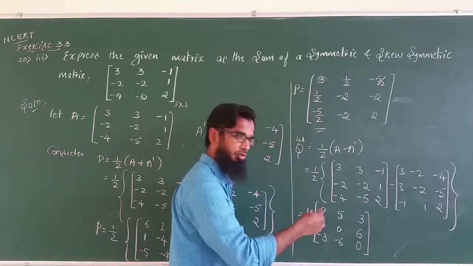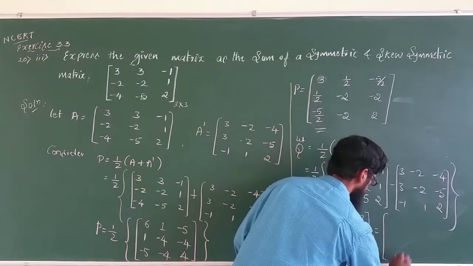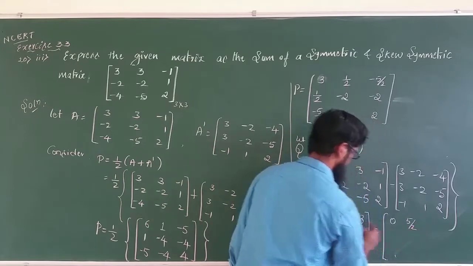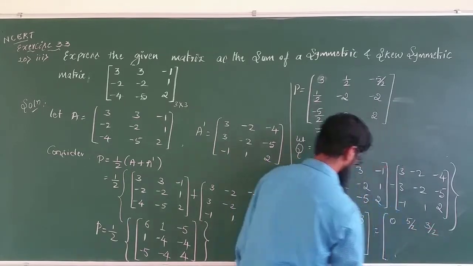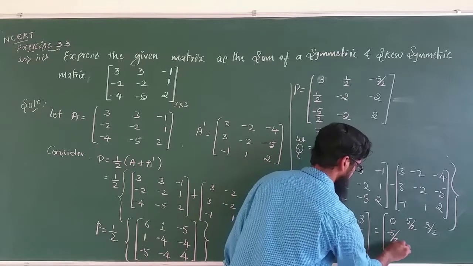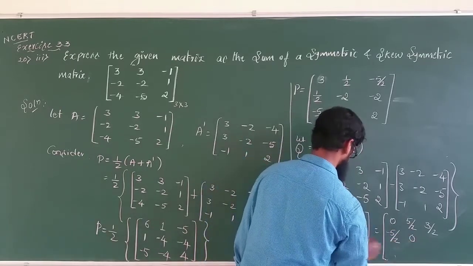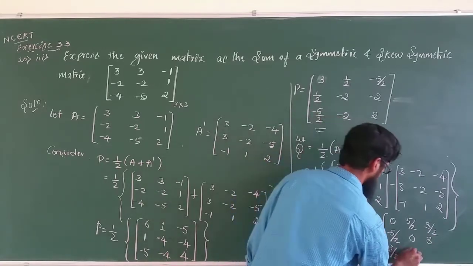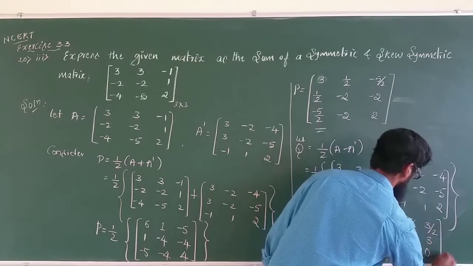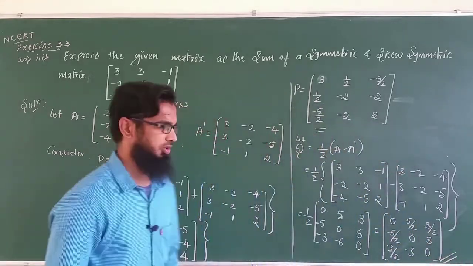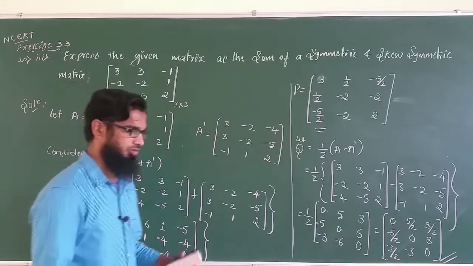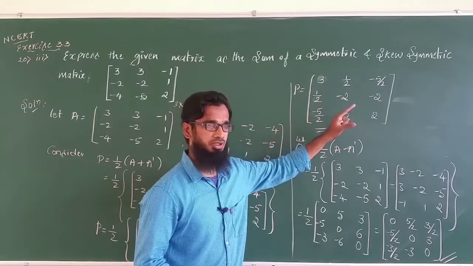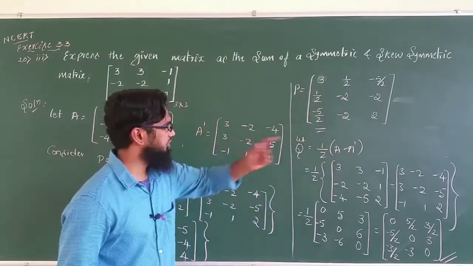Now just multiply half into all the elements here. This becomes 0, then 5 by 2, 3 by 2, then minus 5 by 2, 0, 3, minus 3 by 2, minus 3, and again 0. Now this is the matrix Q here. Now what I have to find out? According to the theorem, that is A transpose, that is half into A plus A transpose. Now this is a symmetric matrix here.